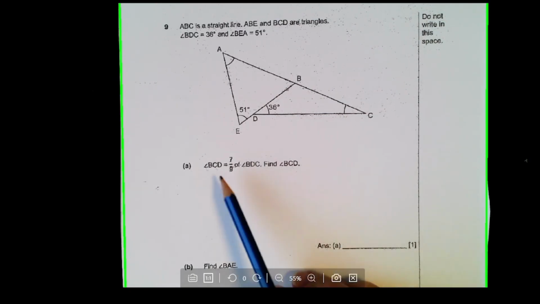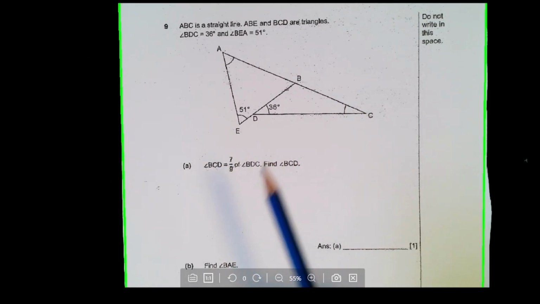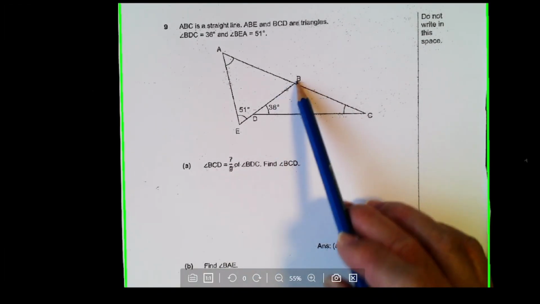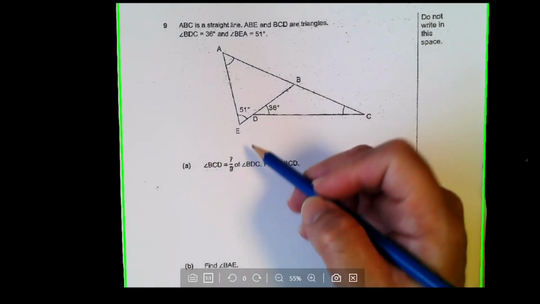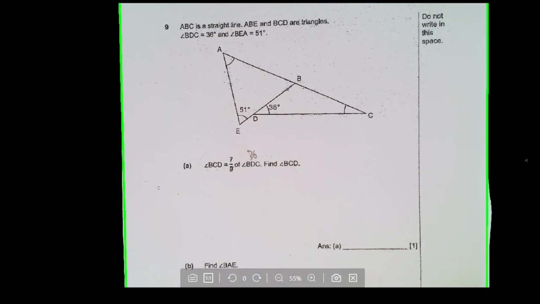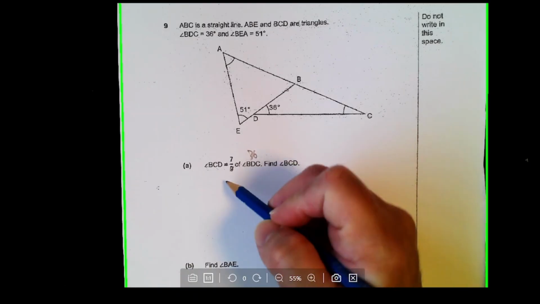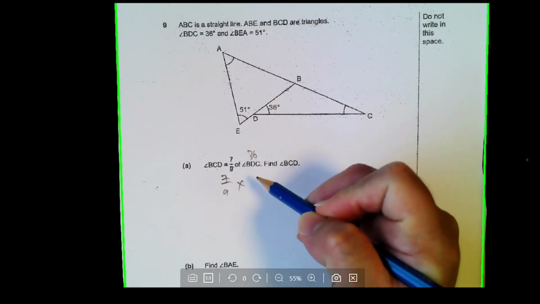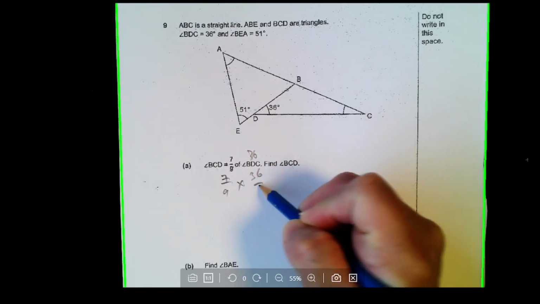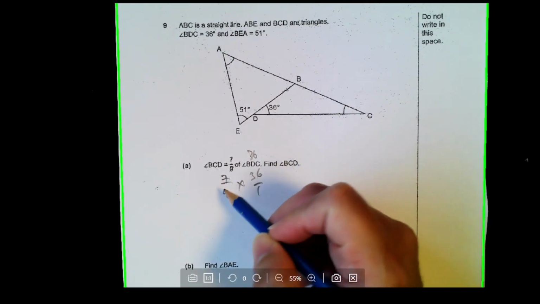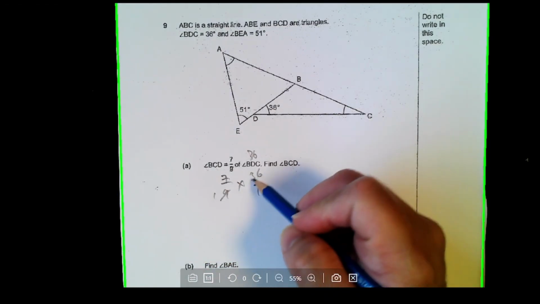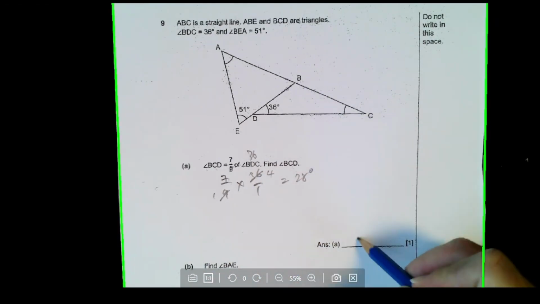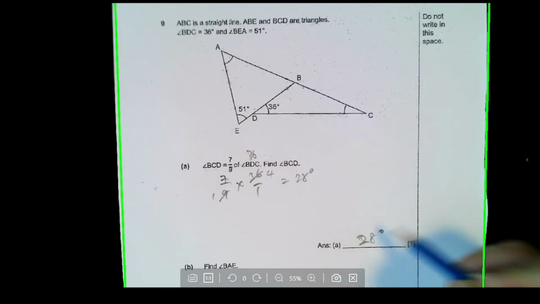Okay, BCD is 7/9 of BDC, and the question gives you 36. Okay, so very easy. 7/9 of, "of" means times, you should know that by now, of 36. So 9 divided by 9 is 1, 36 divided by 9 is 4. 7 times 4, 28 degrees. Very easy, 28 degrees.